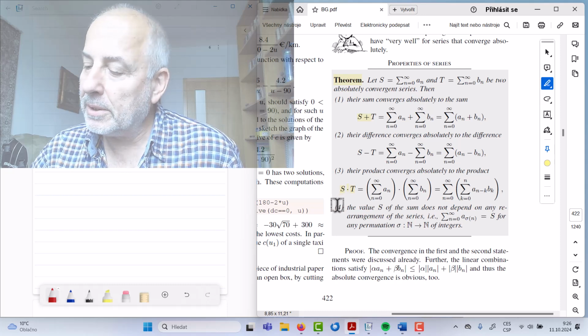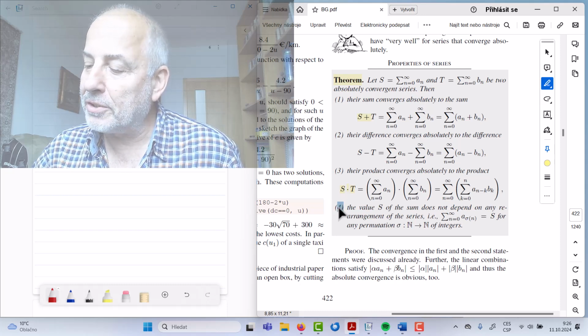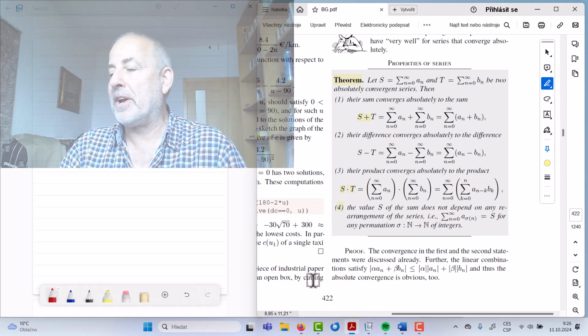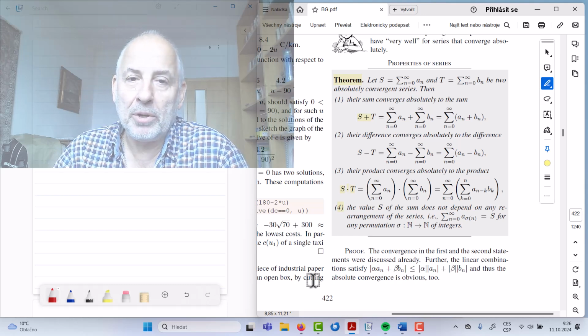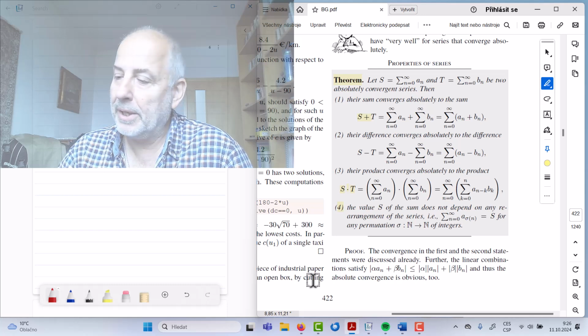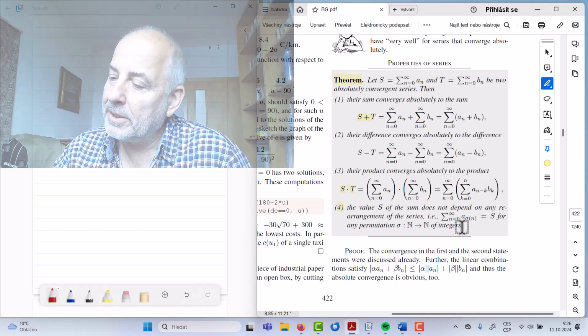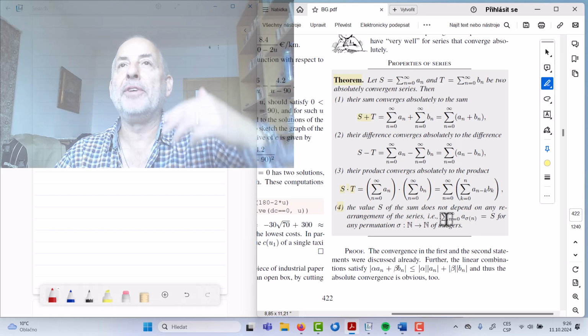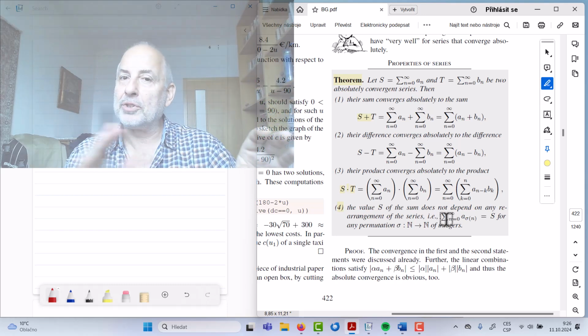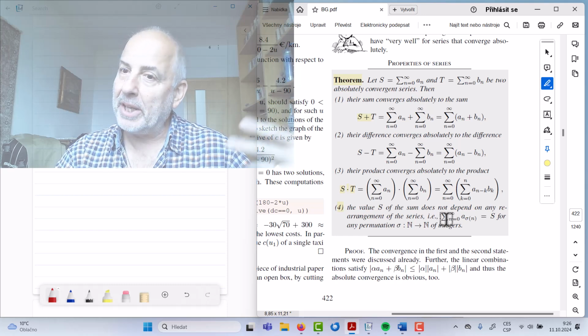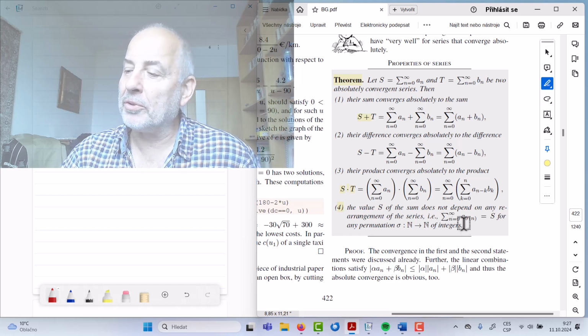And the most important fact is the fourth one, or not most, but very important, is that if the sum converges absolutely, then the summing doesn't depend. So the result of our addition of the partial sums, so the limiting value, does not depend on the ordering.